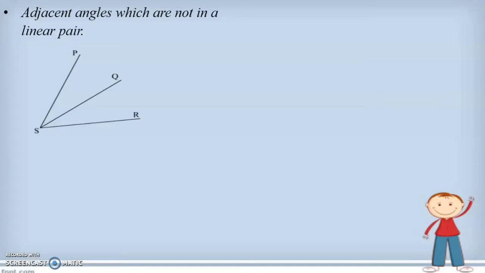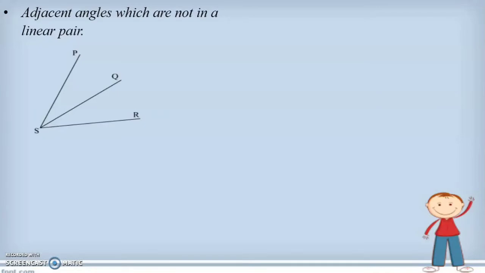So we have two angles, angle PSQ and angle QSR. Conditions for adjacent angles are, first, it should have a common arm. So in this example, the common arm is SQ. So the first condition is satisfied. Second, it should have a common vertex. So angle PSQ and QSR have a common vertex S. So the second condition is satisfied.